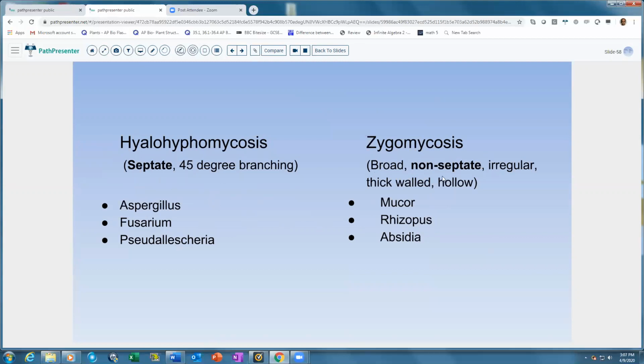So the easiest way to recognize them: the hyalohyphomycosis are septate, and the zygomycosis are non-septate and appear very hollow. They talk about the 45-degree branching, which is not always true, but if you see one that has 45-degree branching, there's more chance that this is hyalohyphomycosis, and the zygomycetes are supposed to have almost 90-degree branching.